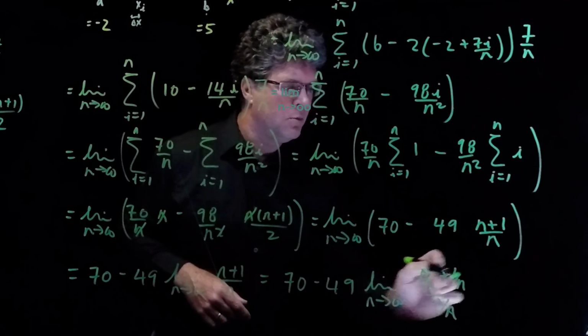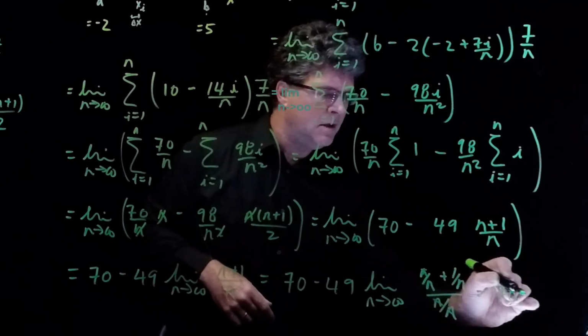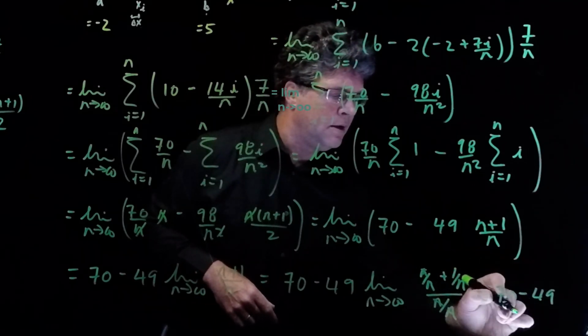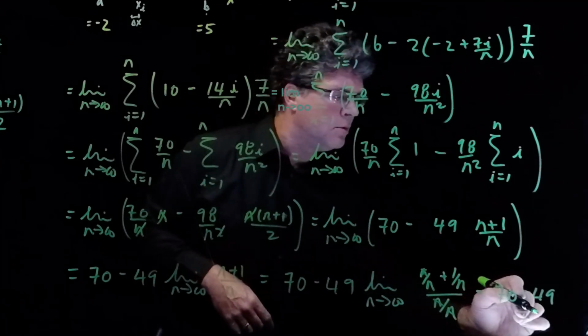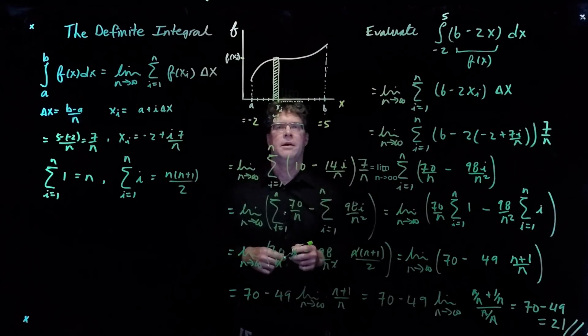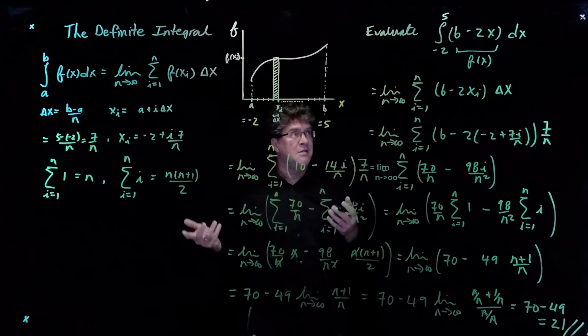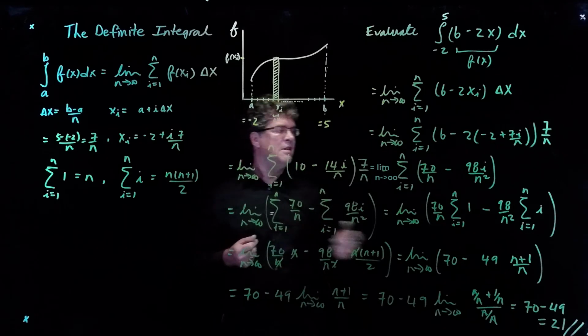So these are ones, and this is equal to 70 minus 49, which is equal to 21. And so that's our answer. The integral from minus 2 to 5 of 6 minus 2x dx is equal to 21.